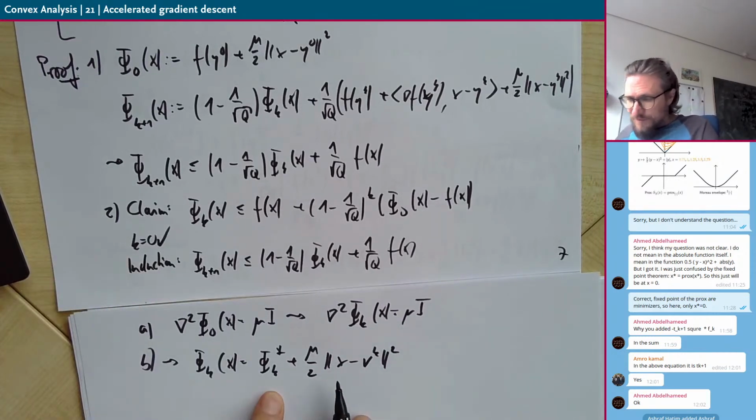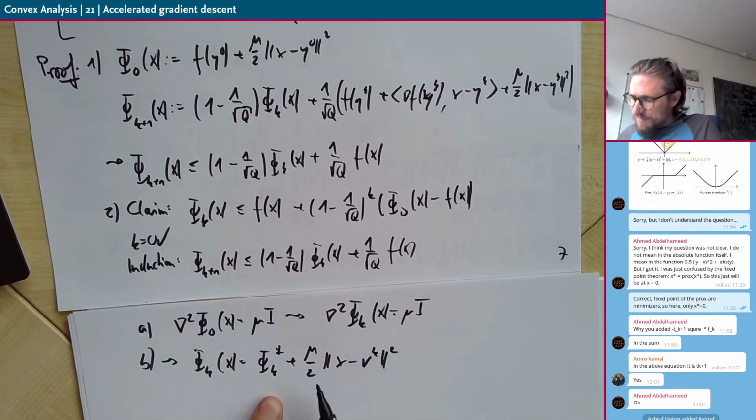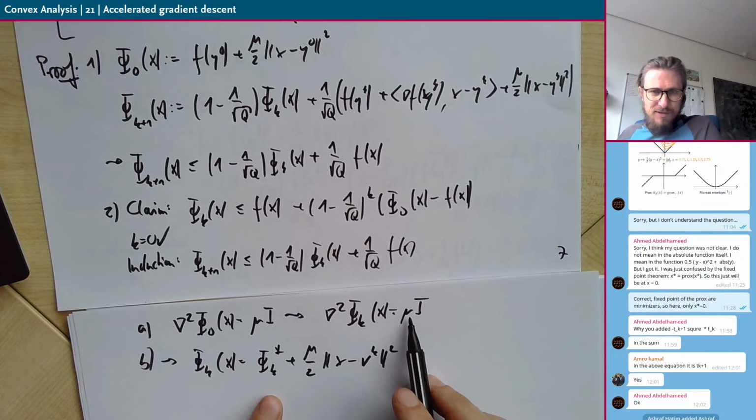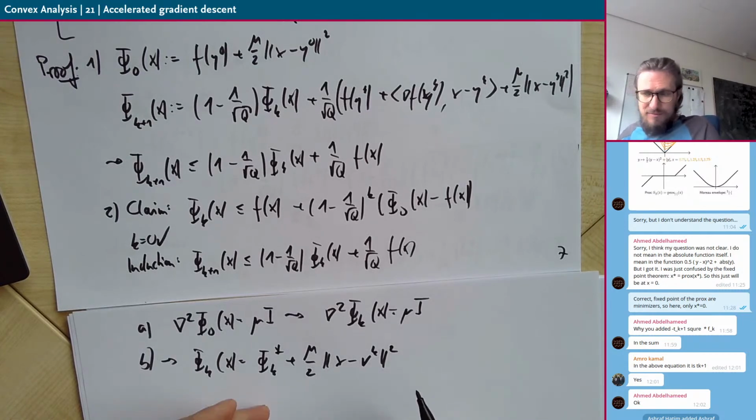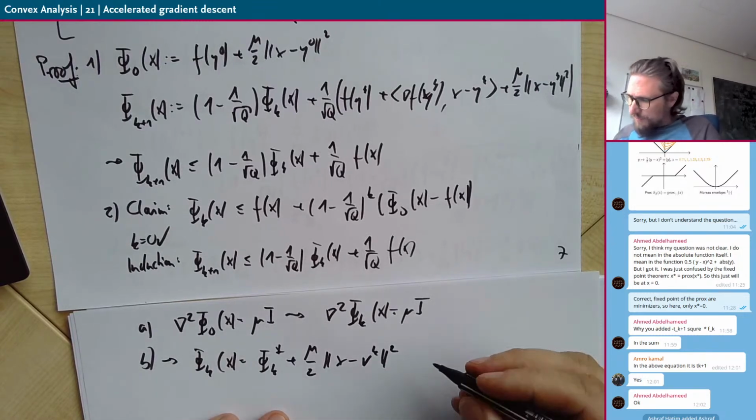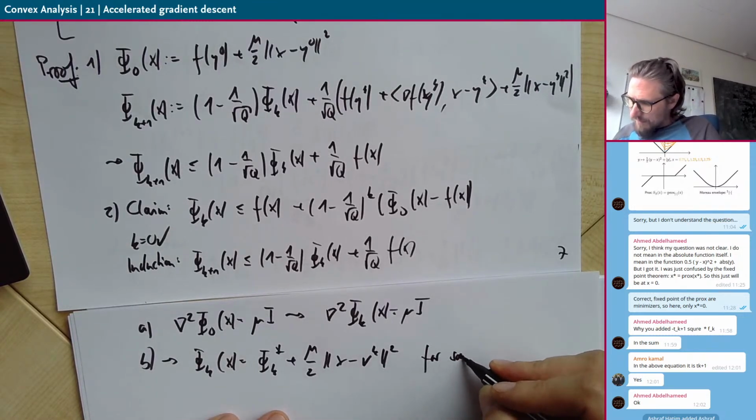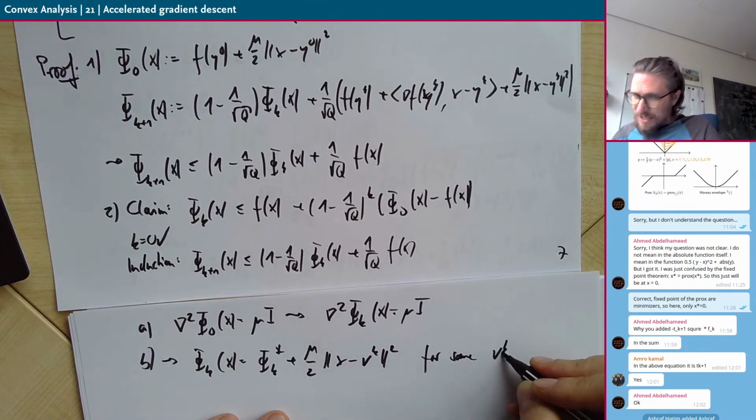So this function has its minimum at phi k star. Phi k star is the minimum by definition, and we know the Hessian has to be mu times identity, so we have to be able to write it like this for some vk, which we don't know yet.